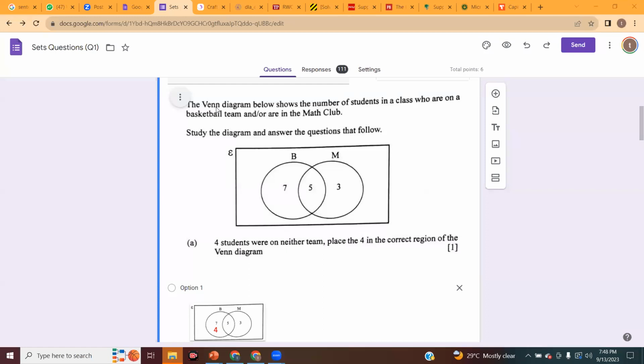A. 4 students were on neither team. Place the 4 in the correct region of the Venn diagram. Everyone pay attention, please. We have 4 students that are on neither team. So can we put the 4 here? No. Why can't we put the 4 there? Because that would be for basketball. We can't put the 4 there.